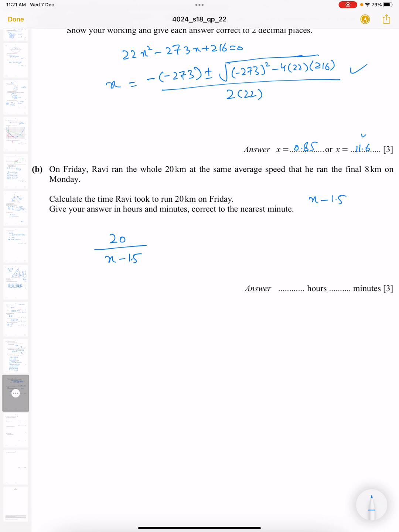We will use value of x as 11.6 because the 0.85 answer cannot be taken, it will make a negative value. So it will become 20 over 11.6 minus 1.5, and 11.6 minus 1.5 is 1.98 hours. So basically 1 hour complete, and 0.98 multiplied by 60 gives 58.8 minutes. So we can round it off to 59 minutes. That's the time.